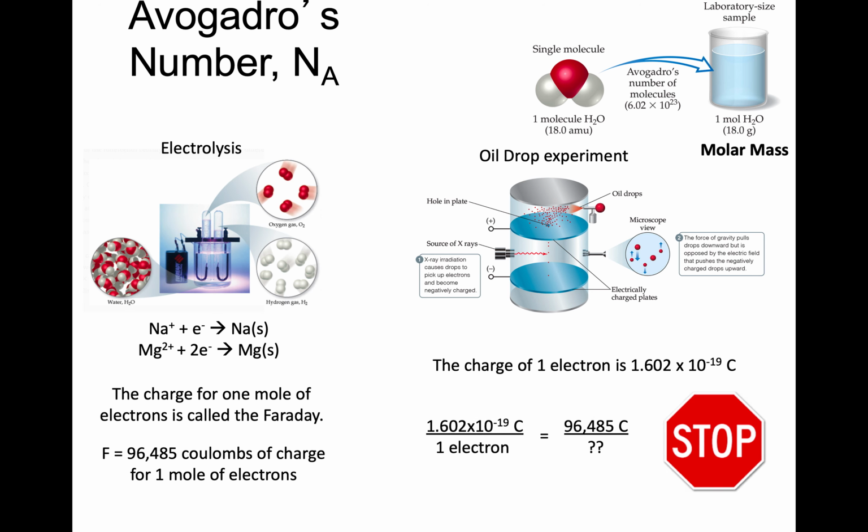Stop the video, grab a calculator, set up a simple proportion here. Cross multiply and divide. If 1.602 times 10 to the negative 19th coulombs is 1 electron, 96,485 coulombs of charge would be how many electrons? That would be the mole amount. Grab your calculator, see if it's a familiar number.